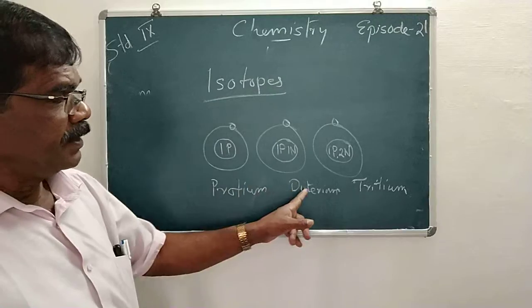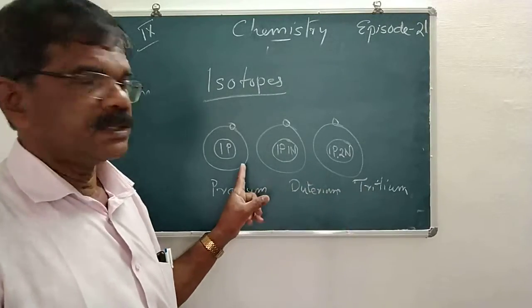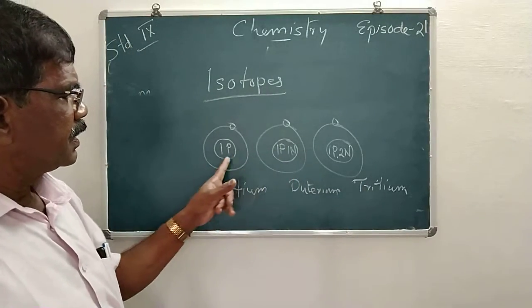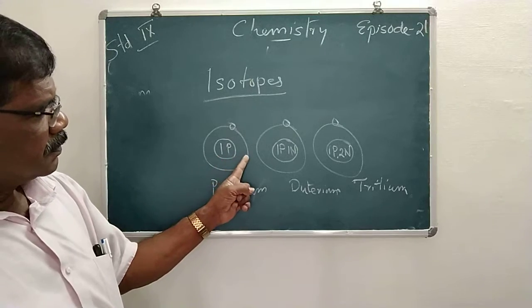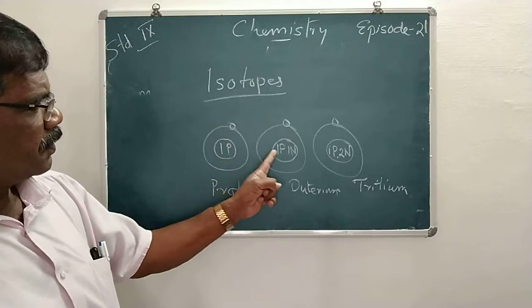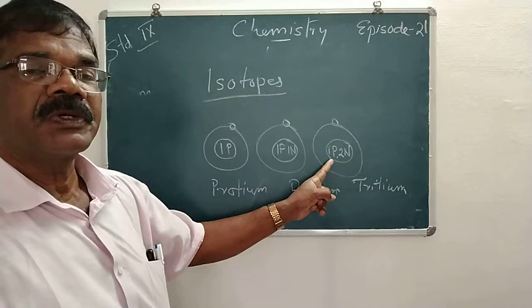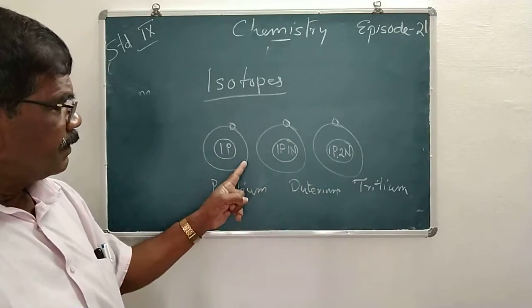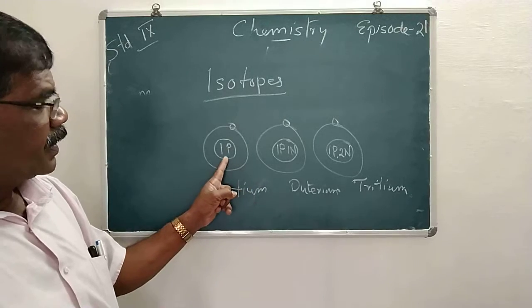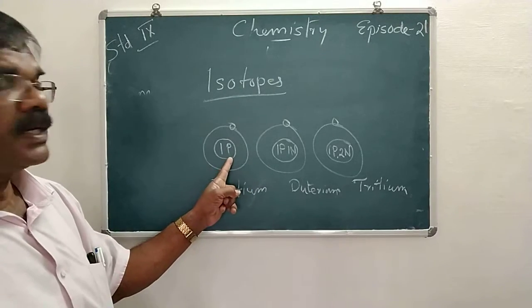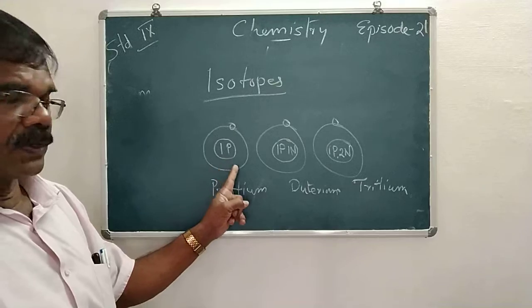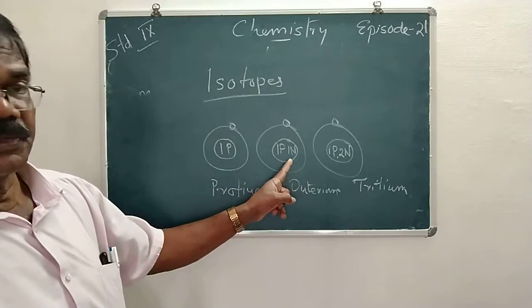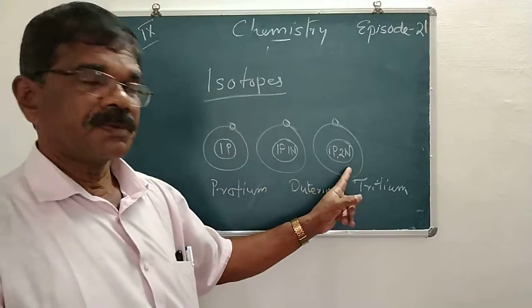Protium, deuterium, tritium. Please look here, what are the differences between these? All three of them contain 1 proton. The number of protons, the atomic number, remains the same. But in ordinary hydrogen, there is no neutron. In deuterium, there is 1 neutron. In tritium, there are 2 neutrons.